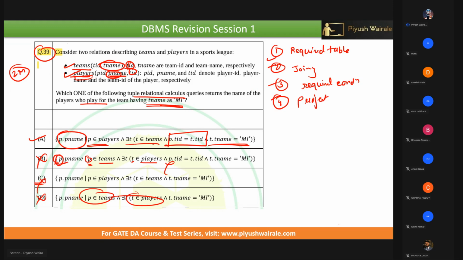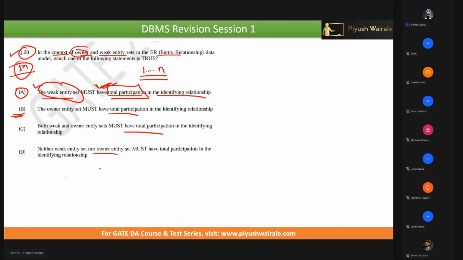You can see the projection is not correct, joining is missing here. Here also we have not projected and joining is missing here, right? So this is what we discussed in yesterday's class.